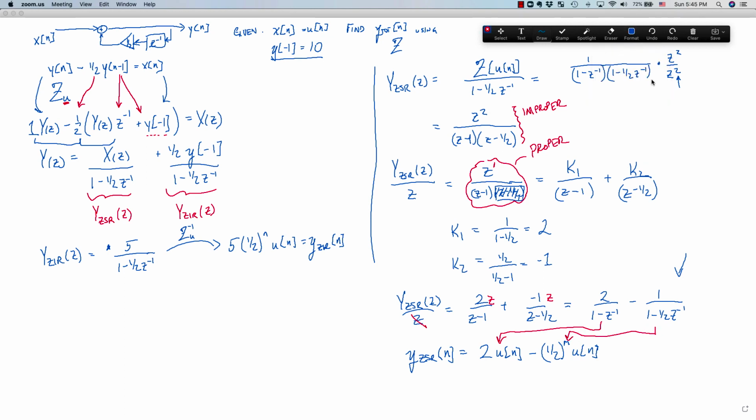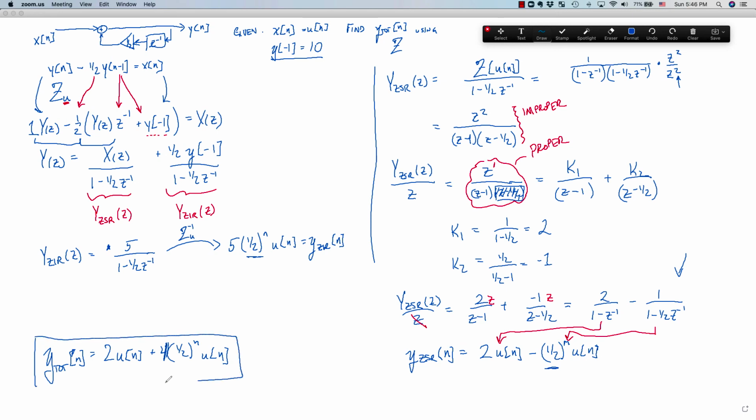Okay, so the total, y total, in the time domain is the sum of the ZIR and the ZSR. The ZSR has the forced mode all by its lonesome out there, but the ZIR has a common mode with the ZSR. Those are the characteristic modes. So let's combine that. We get a +5 and a -1, so that's a +4 times 1/2 to the n u of n.